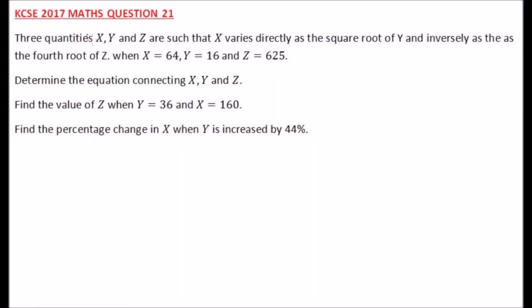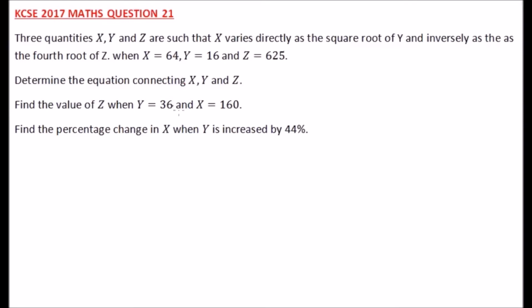Okay, this is 2017 Maths KCSE question number 21. We have three quantities x, y, and z such that x varies directly as the square root of y and inversely as the fourth root of z. When x is equal to 64, y is equal to 16, and z is equal to 625, determine the equation connecting x, y, and z.